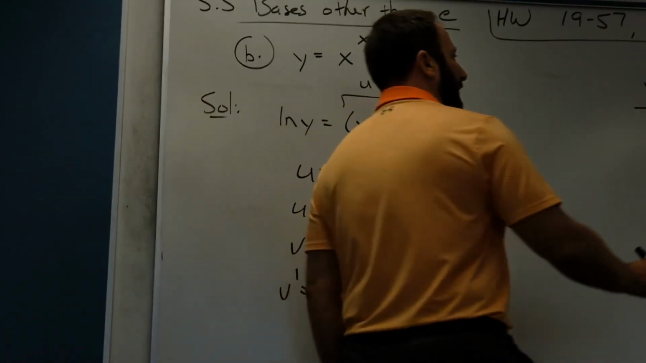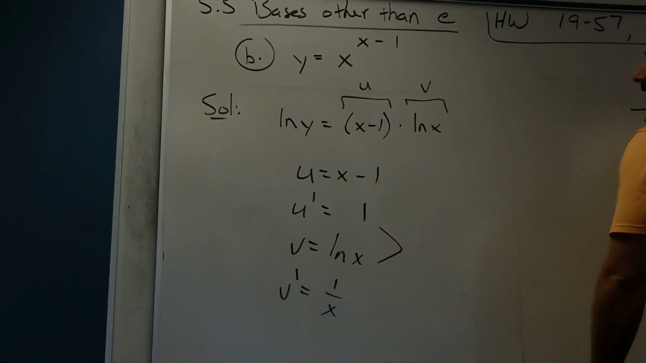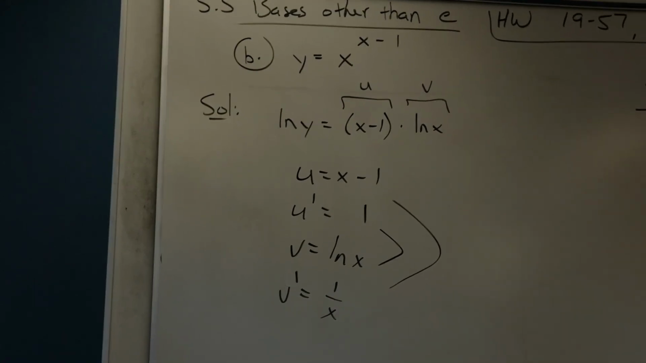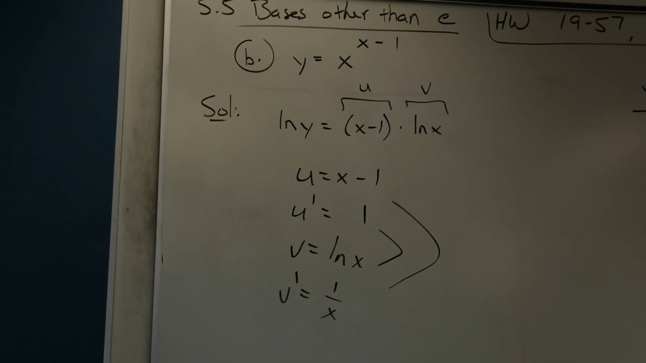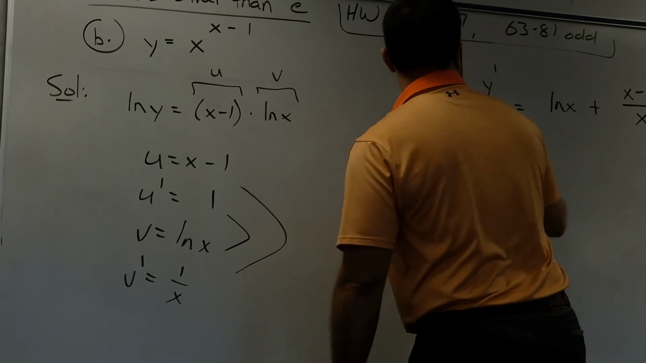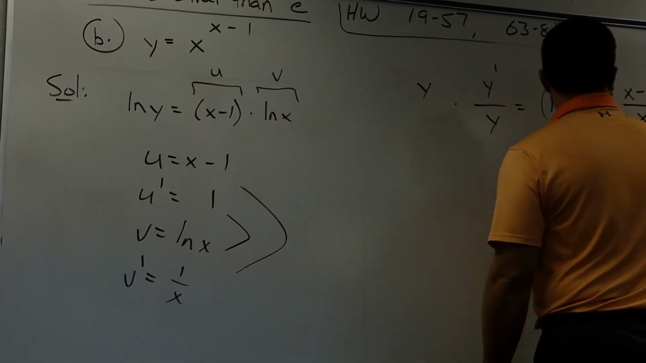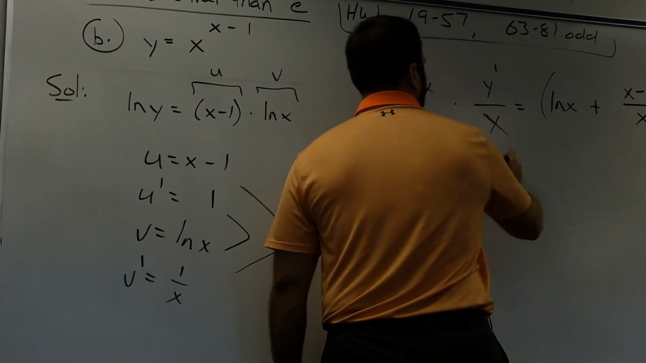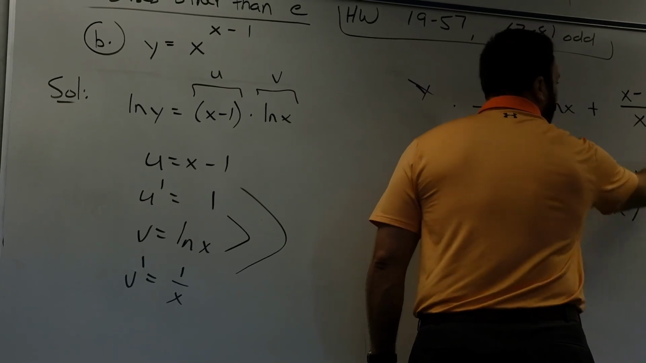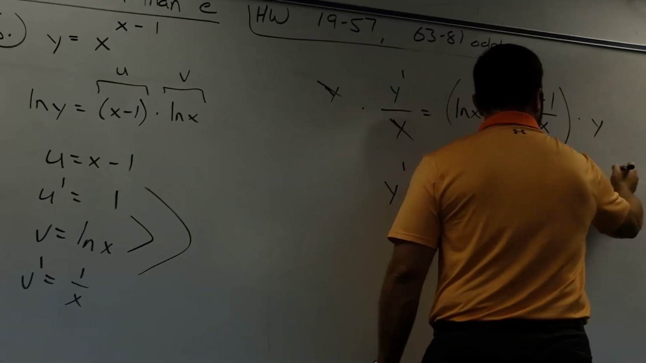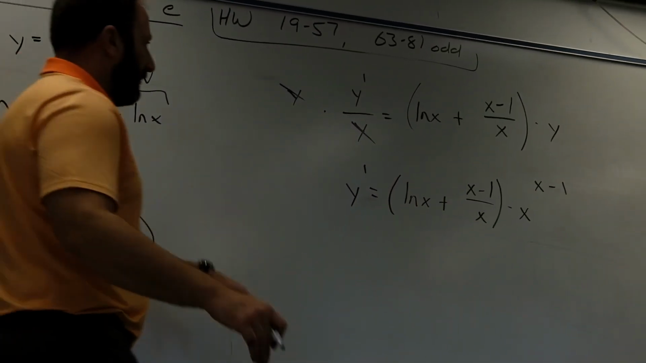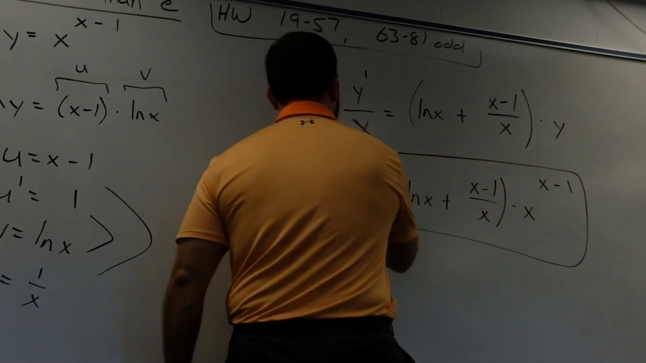u prime v is ln x. v prime u, well, x minus 1 over x. So far, so good. Next thing we want to do is multiply both sides by y. So these y's cancel. We get y prime equals ln of x, plus x minus 1 over x, times y, and y was x to the x minus 1. And again, I would just leave it like this. That's perfectly fine. This would work as our answer.